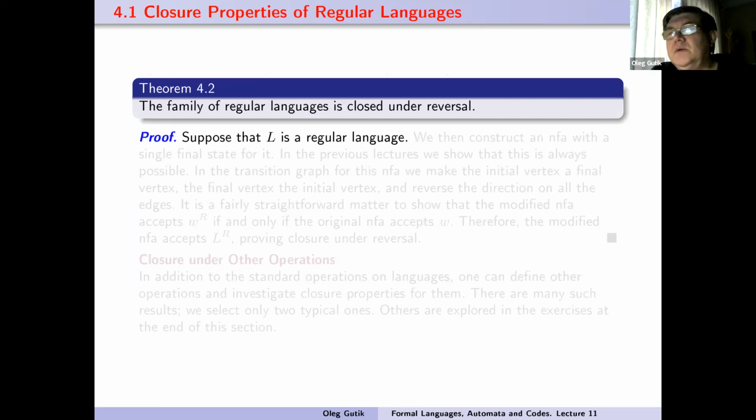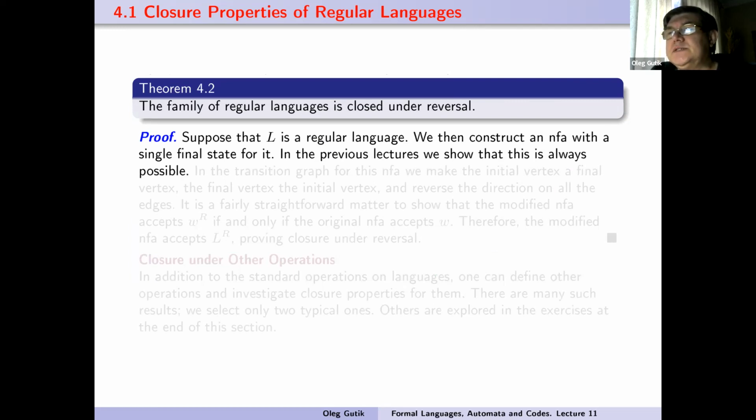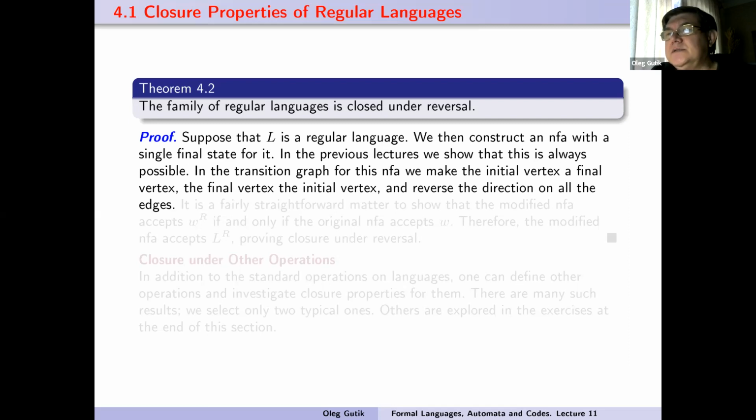Proof. Suppose that L is a regular language. We then construct a non-deterministic finite acceptor with a single final state for it. In the previous lecture, we showed that this is always possible. In the transition graph for this non-deterministic finite acceptor, we make the initial vertex a final vertex, the final vertex the initial vertex, and reverse the direction of all the edges.